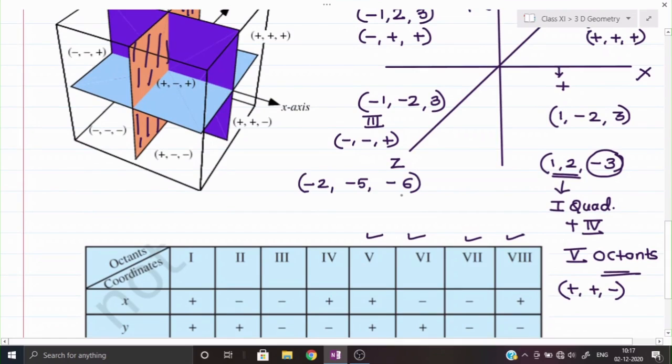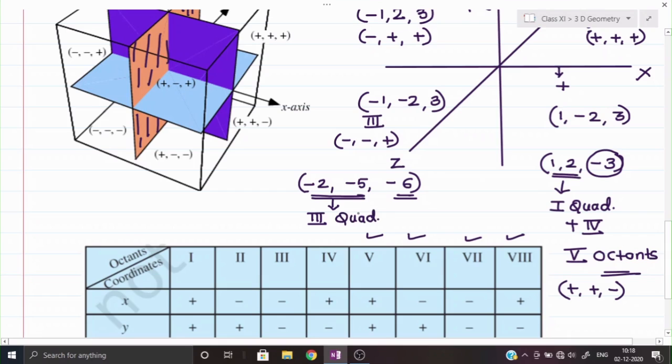Now one thing you observe, the z coordinate is given here negative. So definitely it will vary from 5th, 6th, 7th or 8th. It will not come in the first 4 octants. So first of all you check: minus 2 and minus 5 lie in which quadrant? It lies in the third quadrant, right? It lies in the third quadrant.